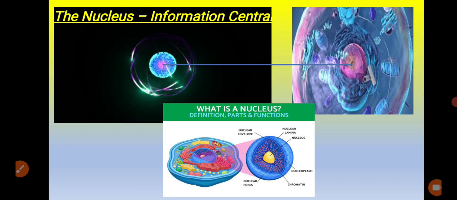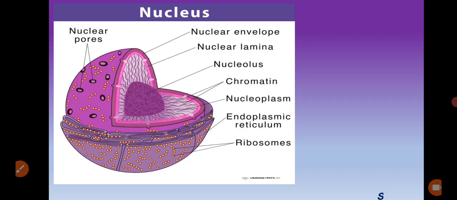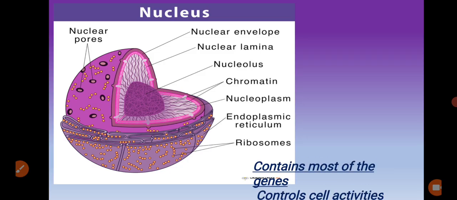In almost all eukaryotic cells, some genes are also present in the mitochondria and the chloroplast. The nucleus also stores most of the genetic information, that is the DNA. It is the master library that holds the instructions to build and operate the entire cell.